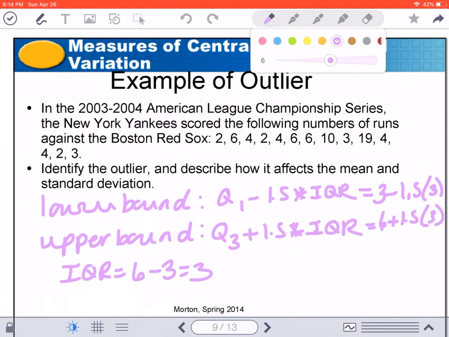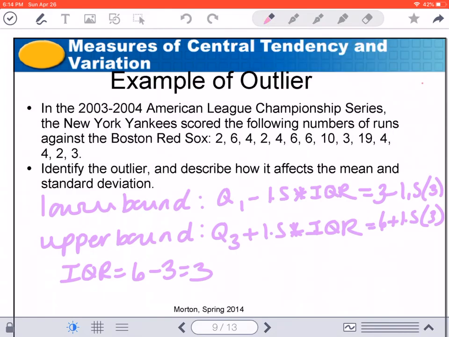I'm going to change colors. That way we can kind of see what I'm working with here. Let's use pink. Okay, so 3 minus 1.5 times 3 is negative 1.5. So that's my lower bound value. My upper bound value is going to be 6 plus 9, which is 15. So what this is telling me is any data values that are less than negative 1.5 or greater than 15 are going to be considered outliers, right?